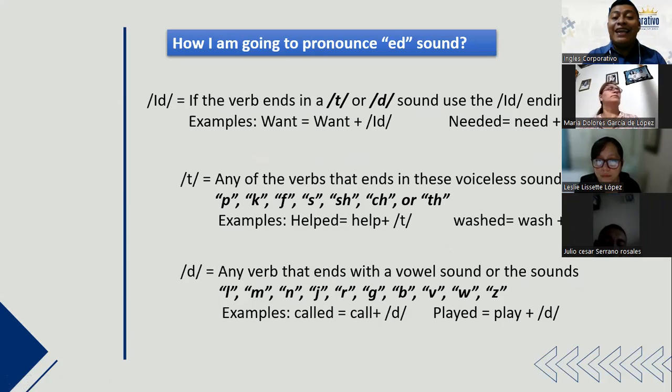If the verb ends in a T or D sound, use the ED ending. Si el verbo termina en el sonido de estas dos letras, T o D, utilizamos ED al final del verbo. For example, want. El verbo want, que significa querer, termina en sonido de T, ¿verdad? Al hacer el pasado, al agregarle ed, lo vamos a pronunciar con el sonido ed. Wanted. Wanted.